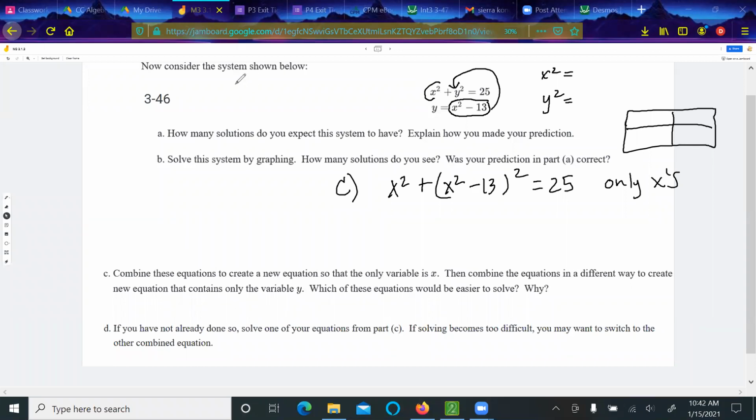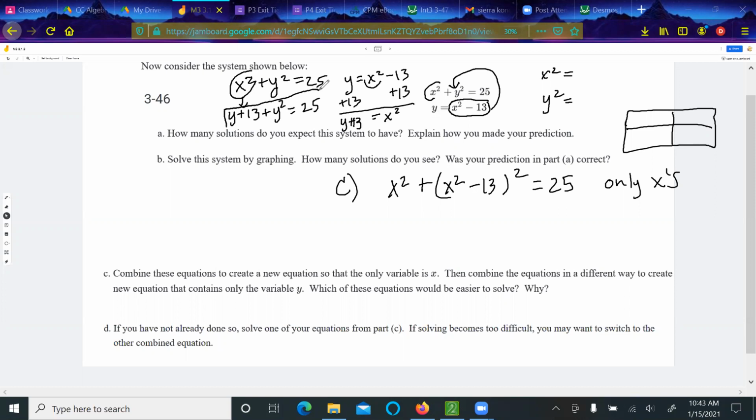Let's see, I'm going to write it down here. x squared plus y squared equals 25. And actually, this one's easier to solve, so I'm going to write the second equation, y equals x squared minus 13. If I want to solve this for x squared, that's really easy. I just add 13 to the other side. So I get x squared is equal to y plus 13. So I can replace this x squared with y plus 13, because that's what x squared is equal to in the other equation. y plus 13 plus y squared equals 25.